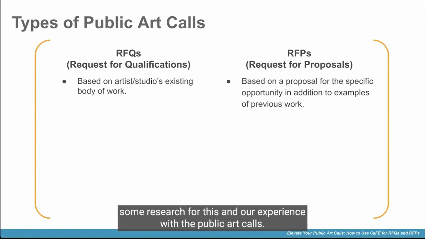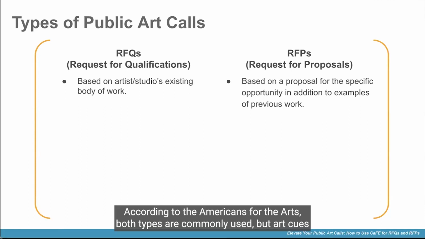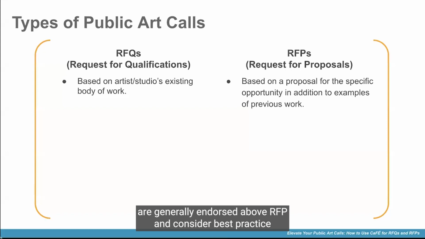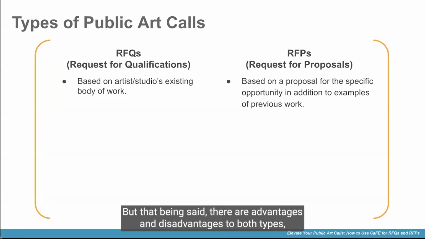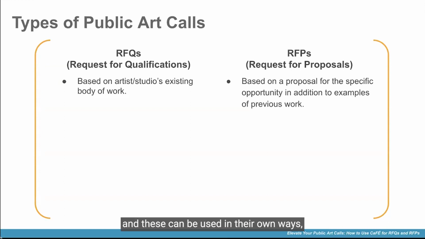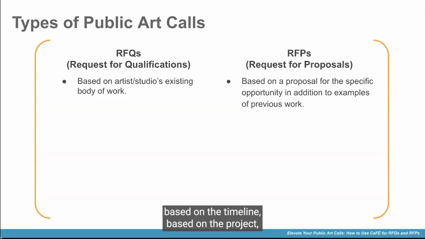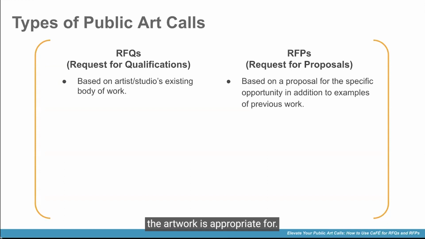And doing some research for this, and from our experience with public art calls, according to Americans for the Arts, both types are commonly used, but RFQs are generally endorsed above RFPs and considered best practice because requests for qualifications are often seen as being more fair to artists, at least in the first round. But that being said, there are advantages and disadvantages to both types, and each can be used in their own ways based on the timeline, based on the project, to give free rein to the artist while ensuring that the artwork is appropriate for the public and commissioning agency.